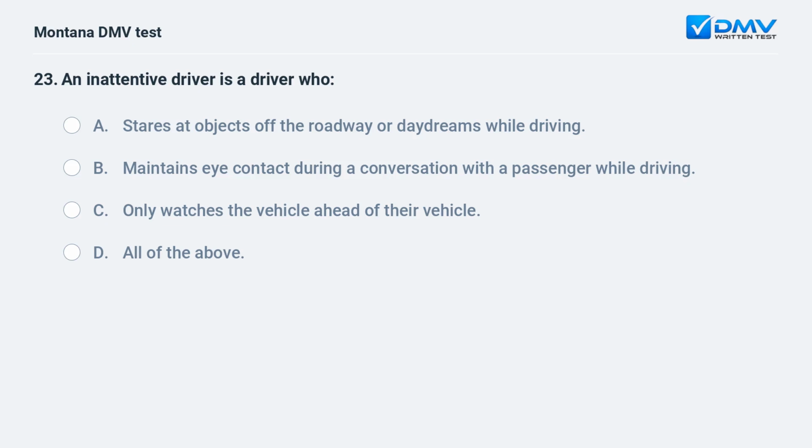An inattentive driver is a driver who: A. Stares at objects off the roadway or daydreams while driving. B. Maintains eye contact during a conversation with a passenger while driving. C. Only watches the vehicle ahead of their vehicle. D. All of the above.